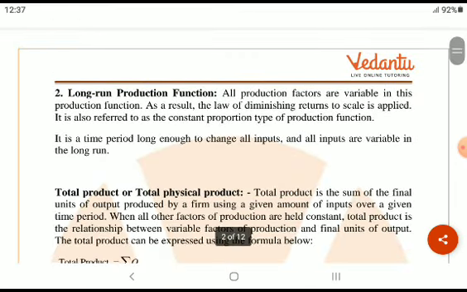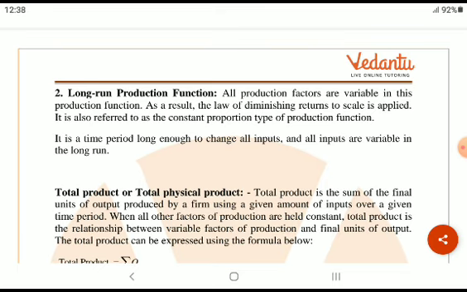Next is the long-run production function. All production factors are variable in this production function. As a result, the law of returns to scale is applied. It is also referred to as the constant proportion type of production function.